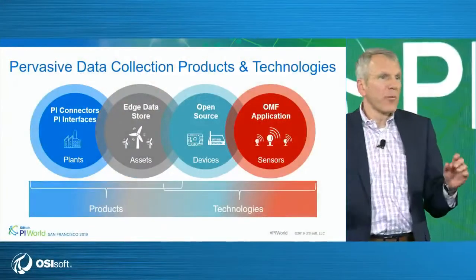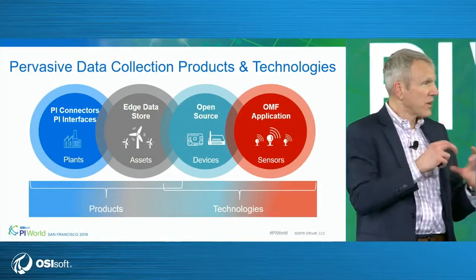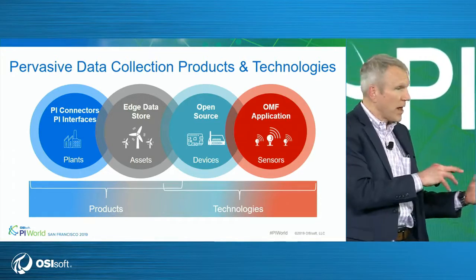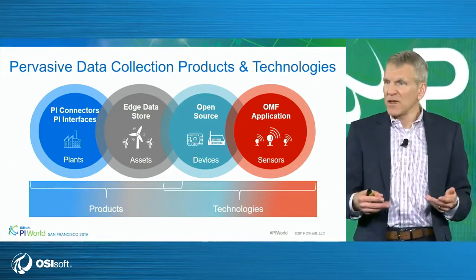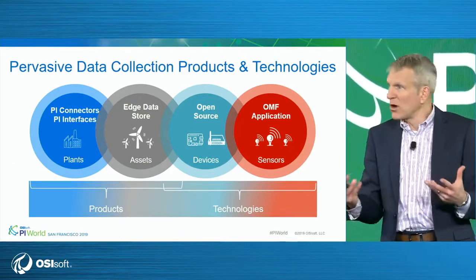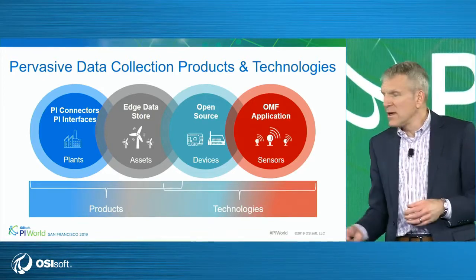So we saw this slide from Abbas. There's 4 things here, intentionally made to overlap. The 2 on the left are products. Those are interfaces and connectors that Abbas covered. Also what we call Edge Data Store, using the acronym EDS. You'll hear me say that.